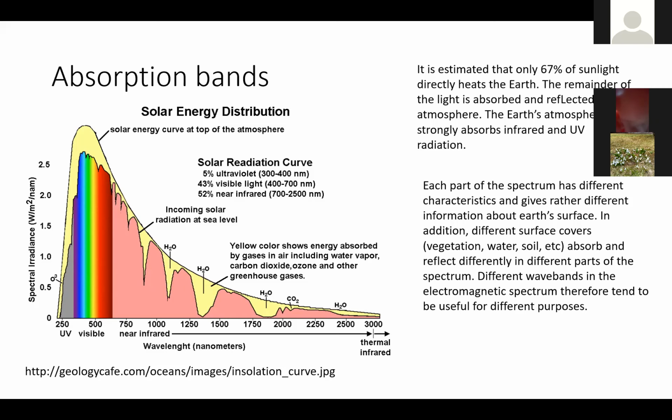And the yellow color shows the energy absorbed by gases and air, including water vapor, carbon dioxide, and ozone. And as I told, the different species, different gases, absorb solar light at different wavelengths. So this allows us to retrieve the amount of gases based on the knowledge at which wavelength the gases absorb solar light.